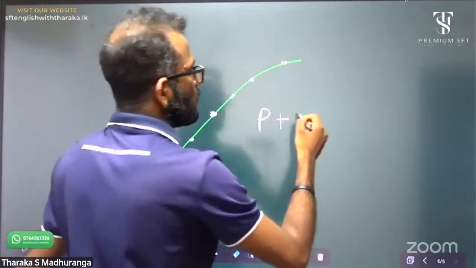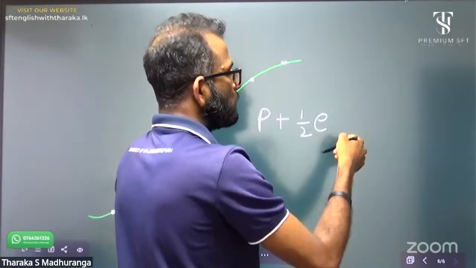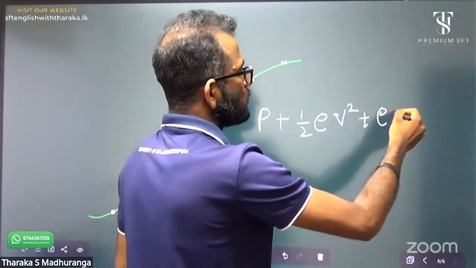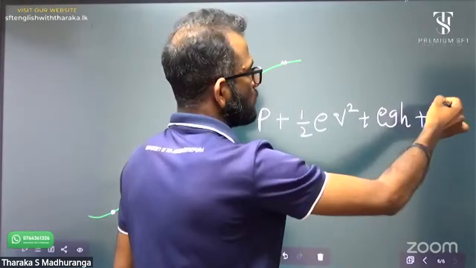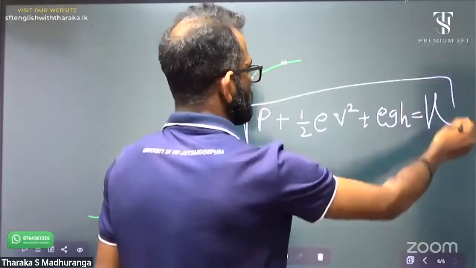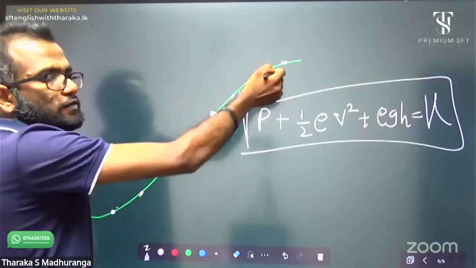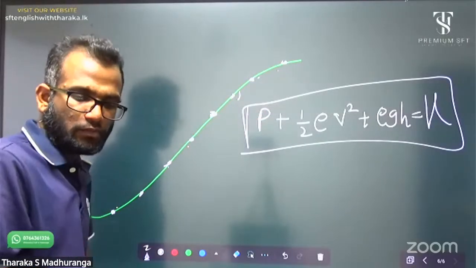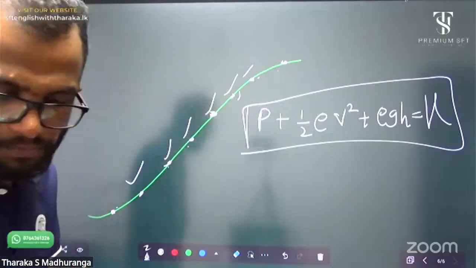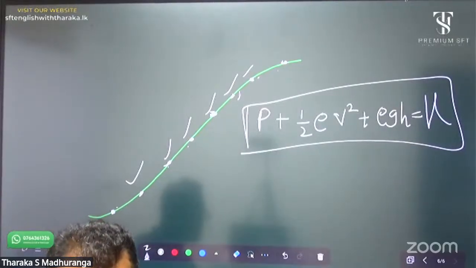Pressure plus kinetic energy per unit volume, which is half rho v squared since m divided by V is rho, plus rho gh, the potential energy, is a constant. Okay, this is Bernoulli's theorem. Constant means at each and every point on the same streamline it is the same single value. That's the simple Bernoulli's theorem. Now let's move into the question.